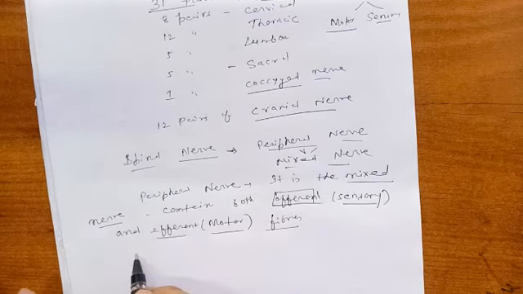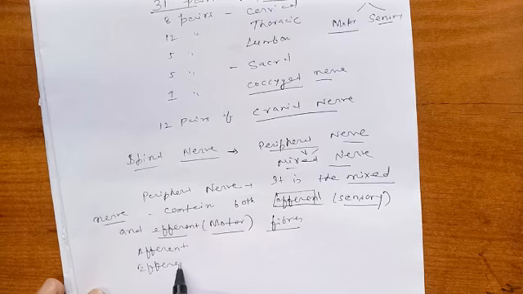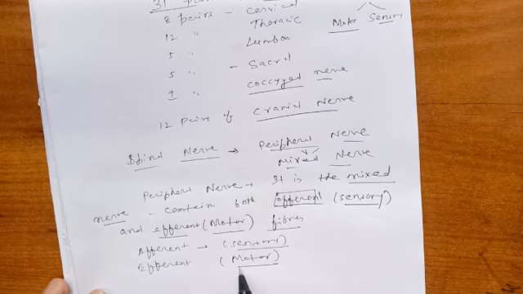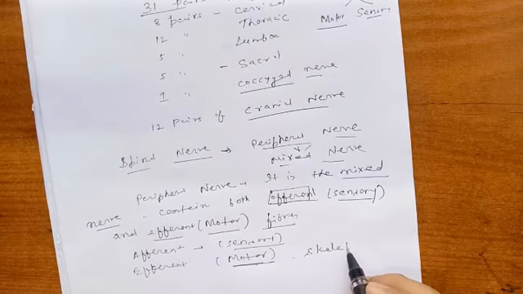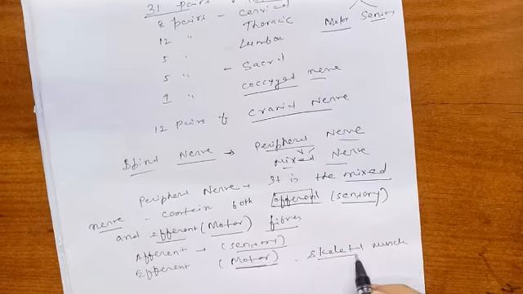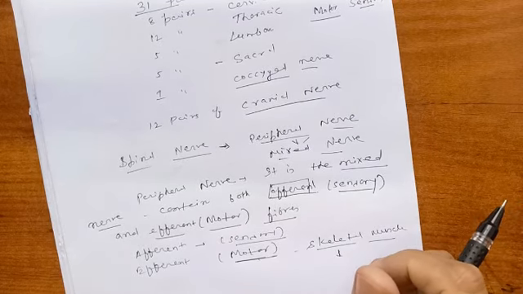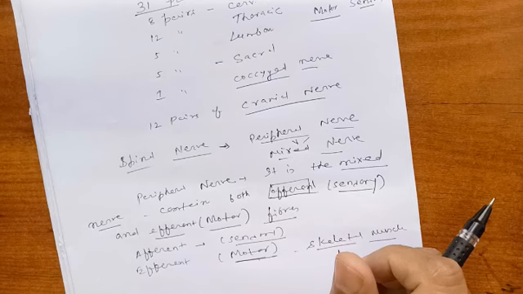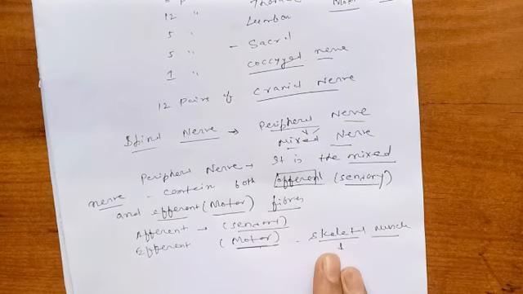What are the two terms? One is the afferent and the second is the efferent. Afferent is the sensory. Efferent is the motor fiber. Motor means it supplies which muscles? Skeletal muscles, and it helps in the contraction of the skeletal muscles. It means the peripheral nerve consists of two fibers, afferent and efferent. Afferent is sensory, and efferent is motor.